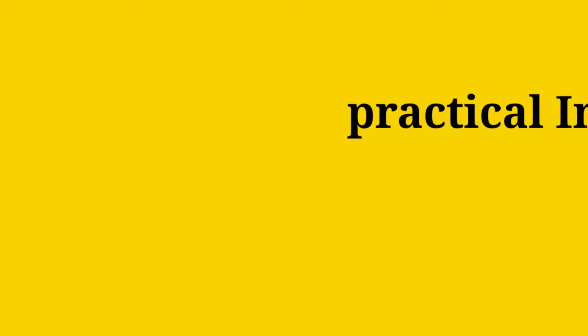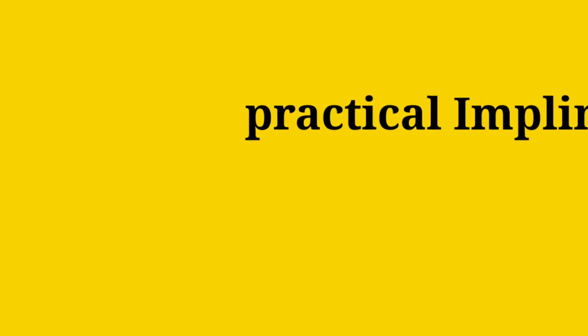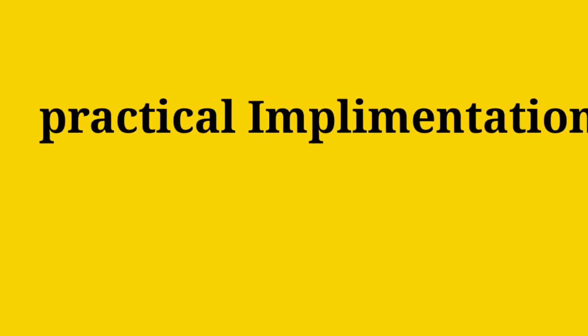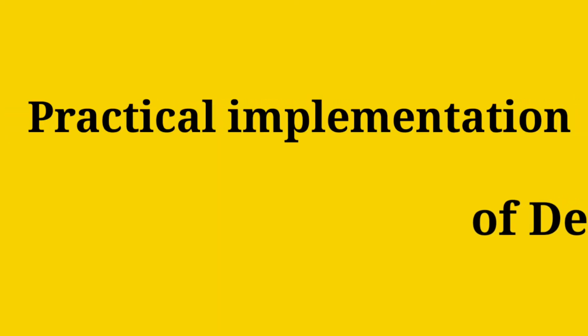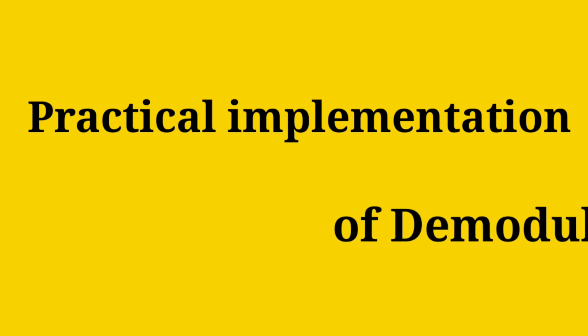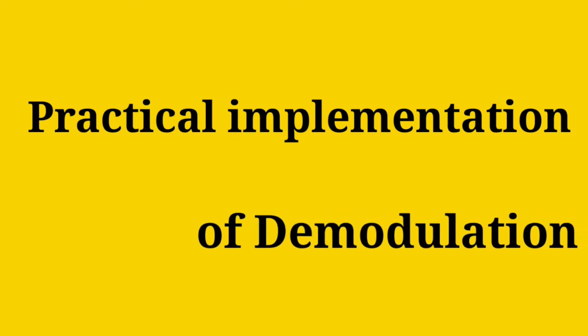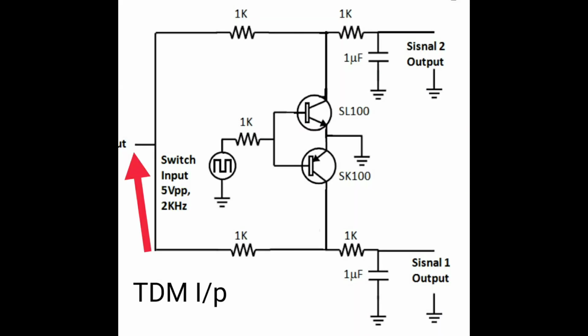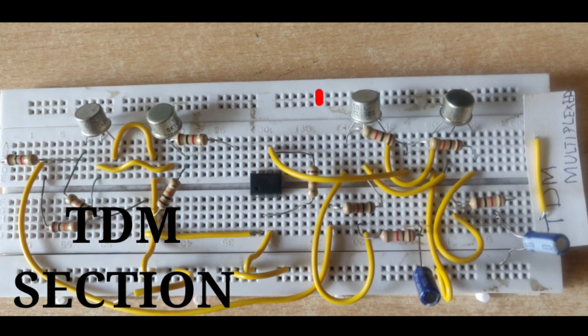Let us see practical implementation. It is demux, sometimes it is called demux or demodulation. It is almost the same. See the circuit diagram. So here it is the circuit where the RC filter is there at the two edges where we can get back the message signals.